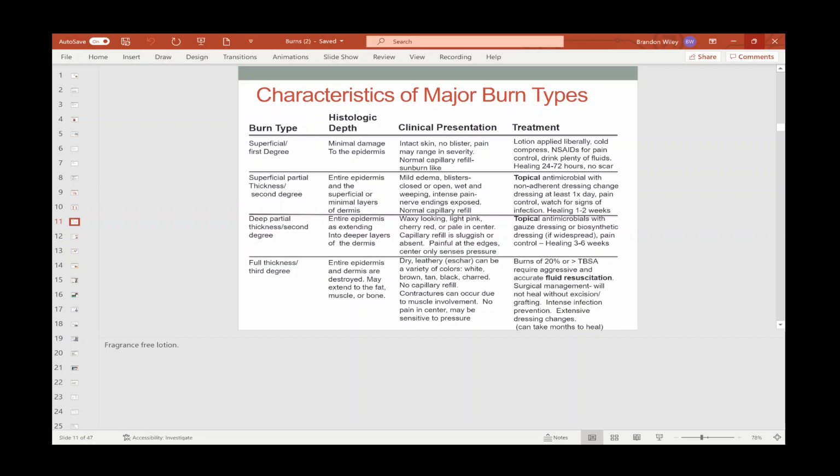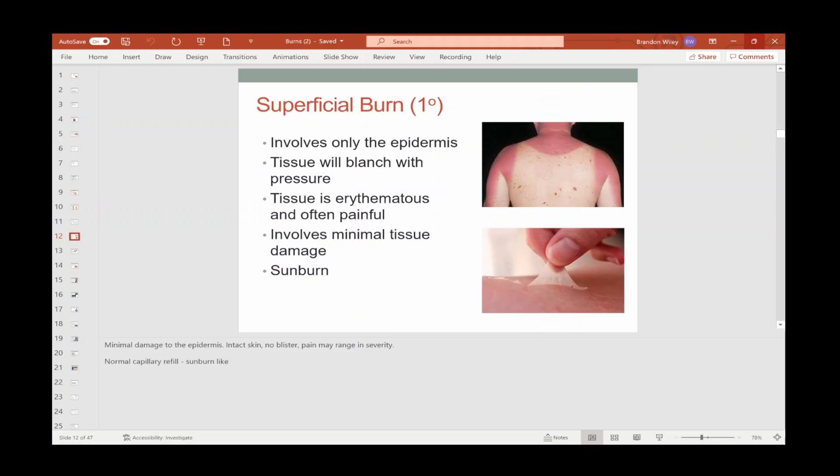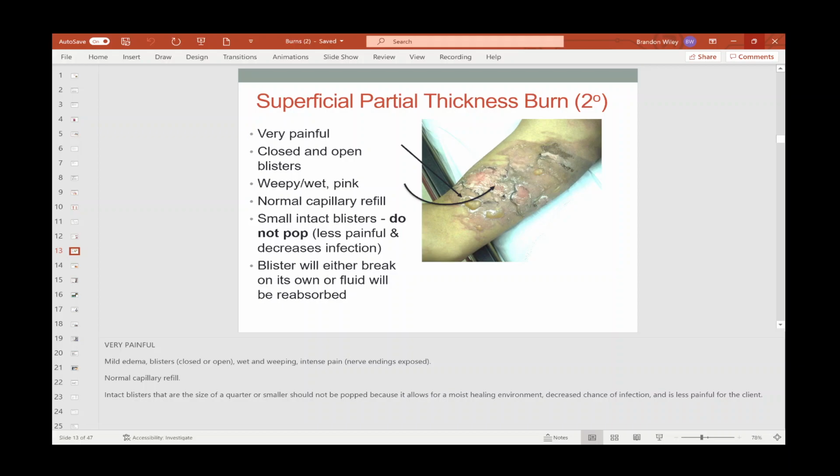So this is your superficial. It blanches. It's red, painful, but it's minimal tissue damage. This is your superficial partial thickness. So you can see here you got blisters, but it looks like there's actually a variety here. So whatever burned this person, we have different layers or different levels of burn on this person. But you can see the blisters here. And what's in between, where the arrow is, looks like it's a little bit more depth there.